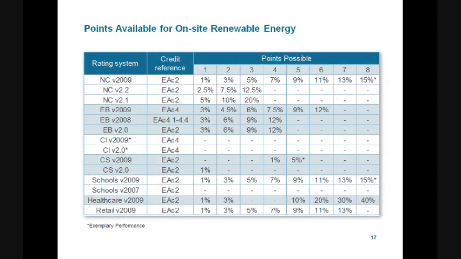So, the point here is that when we're talking about on-site renewable energy, we're talking mostly about credit 2. There are a lot of points available, and it's available for new construction, core and shell, schools, healthcare, and retail. Again, not available for CI.